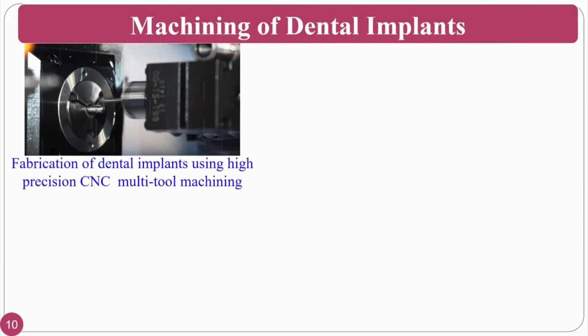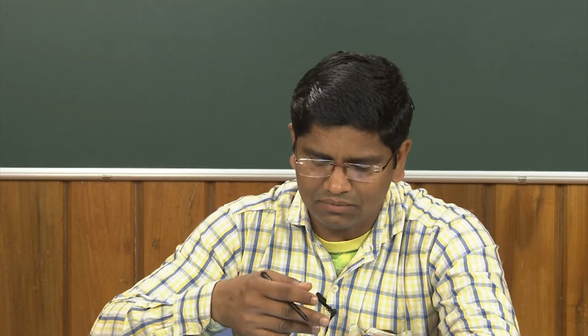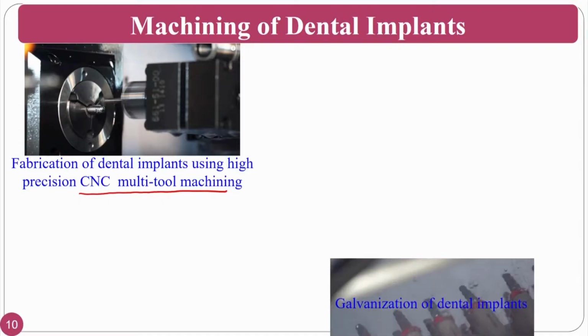So machining of a dental implant, the procedure goes like this. First you fix the dental implant material. Normally this will be done on titanium. Then using a CNC multi-tool machining process, you do the turning operation. Normally taper turning operation and all those things. Then you generate the threads as per your requirement. Then you can do the post processing like coating and all those things also.